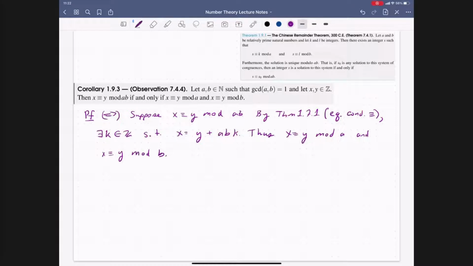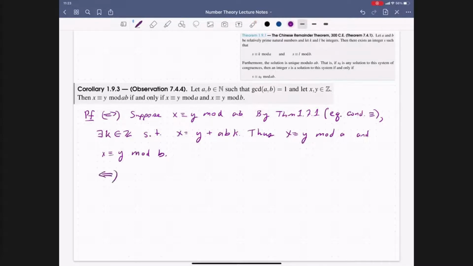Before we move on, did we use the GCD of a and b being 1, which is part of our assumption? The only thing we used was theorem 1.7.1 and then reduced. That was never assumed in our proof. And the reason I'm emphasizing this is that this proof works in general. It does not require the assumption that the GCD of a and b is 1. The reason it's here is so that we can prove the converse. So for the converse, we need the Chinese remainder theorem, which assumes that a and b are relatively prime natural numbers. So let's go ahead and prove that.